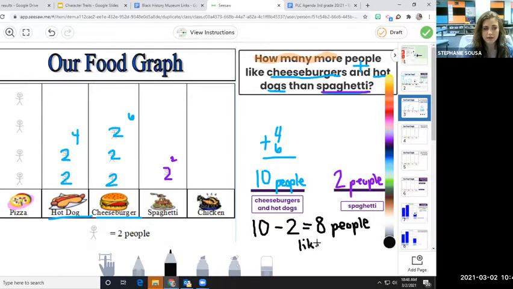Like cheeseburgers and hot dogs more than spaghetti. So 8 people like cheeseburgers and hot dogs more than spaghetti.